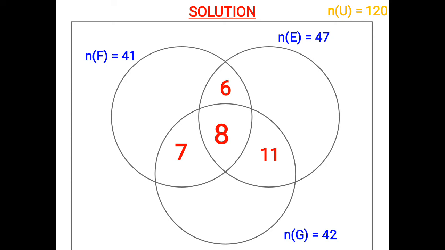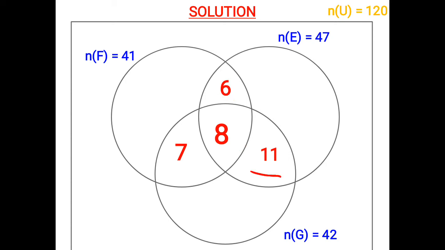I hope you are following. If you are confused, you can go back and play it again. Where our 7 is found is only French and geography. But when we add the 8 to it, it becomes French and geography. Where our 6 is found is only French and economics. But if we add our 8, which is the intersection of all, it becomes French and economics.